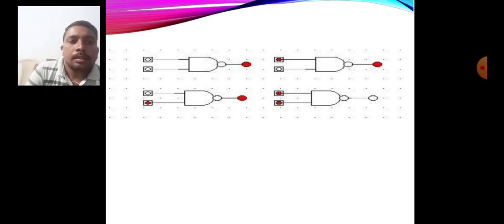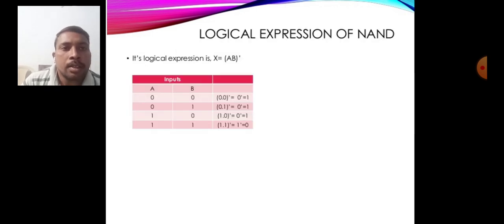This is the logical operation, the circuit diagram of this gate and the logical expression of the NAND gate, X is equal to AB with a bar, and the operation and expression of these gates using two inputs.